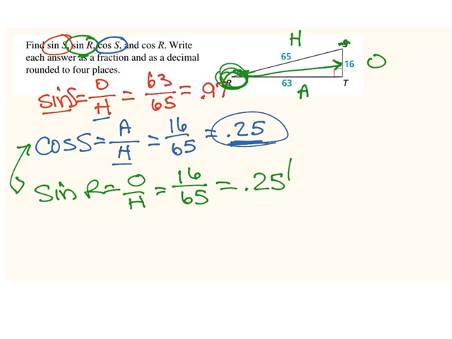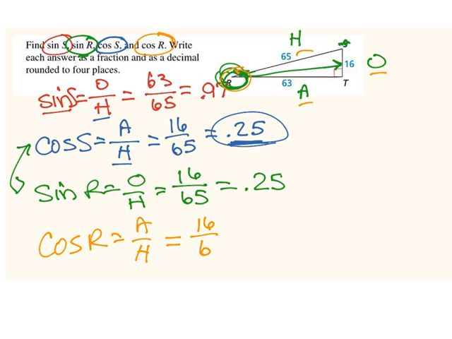Notice that for the two angles, their cosine and sine are the same. Just something to think about. It's one way to check your work, if you wanted to. Okay, let me erase whatever that is right there. So, if we're going to do the cosine of R, our opposite, hypotenuse, adjacent are the same, because it's the same angle we're looking at. But now we're going to do a different ratio, adjacent over hypotenuse, which is going to be 16 over 65.